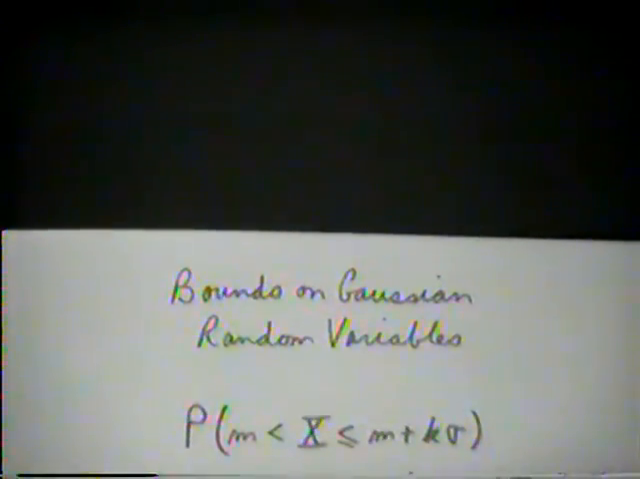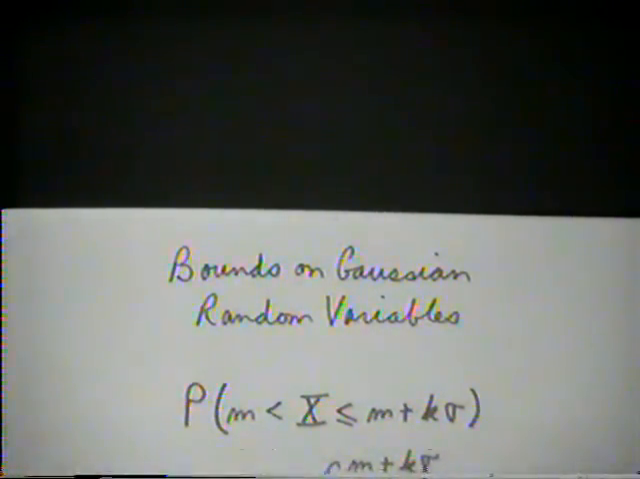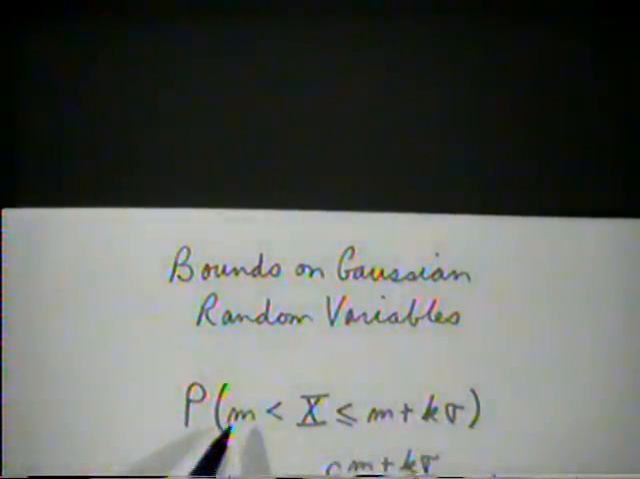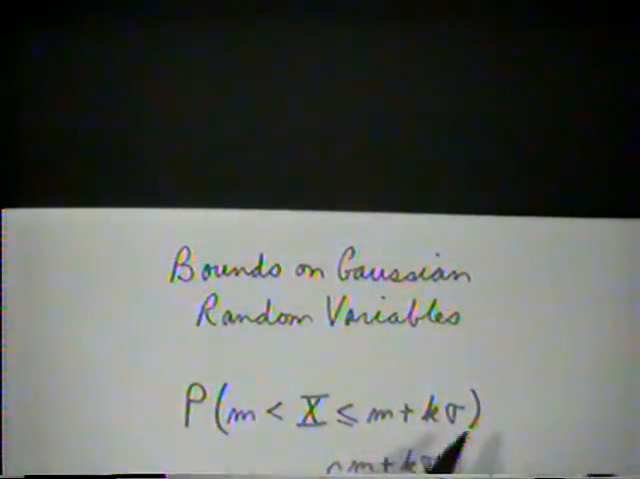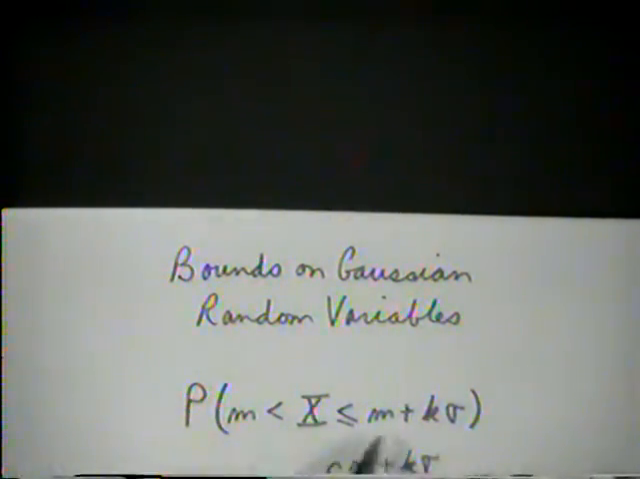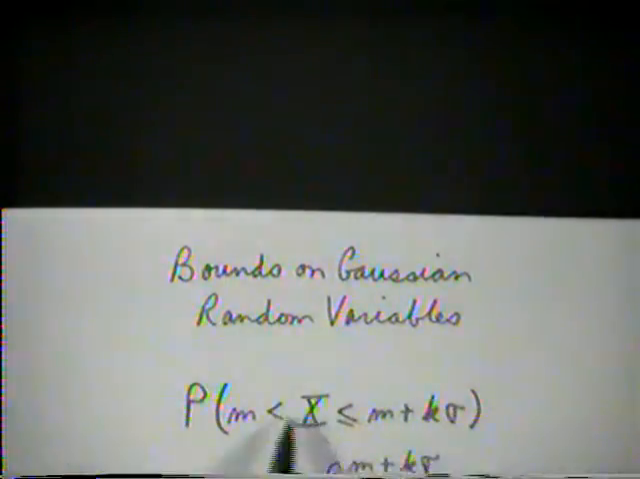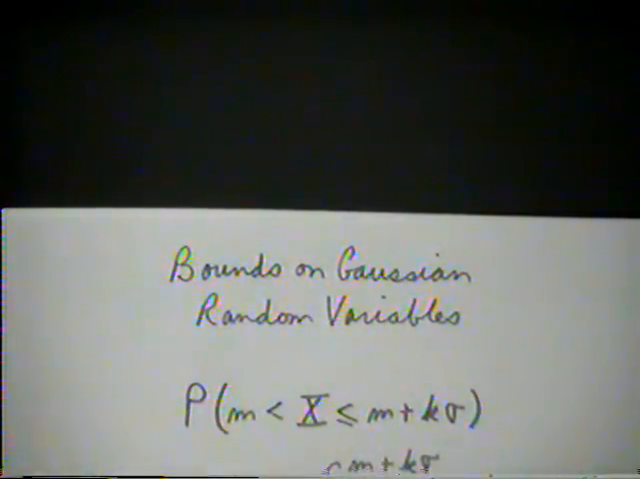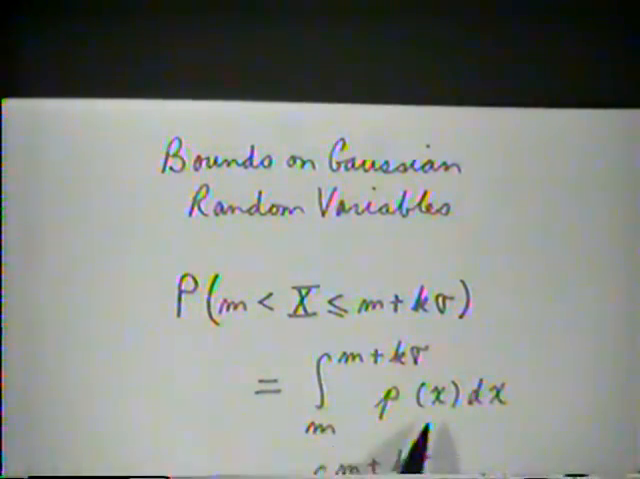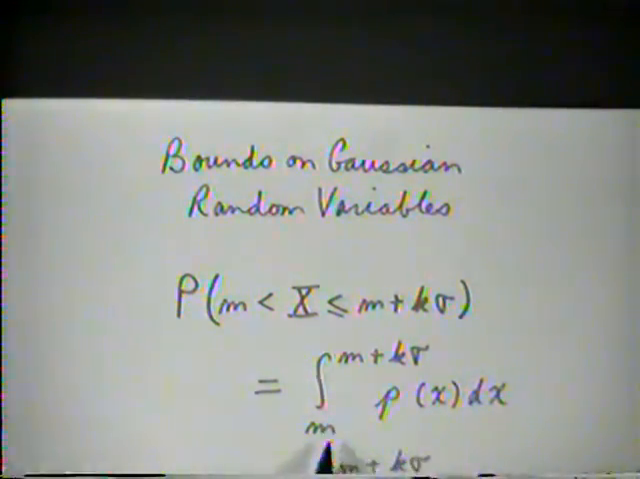If we had a Gaussian random variable, one question that we might be interested in is what is the probability that the random variable lies in a range between some point m and another point m plus k sigma, where sigma is a standard deviation. Now k could be a fraction, so what we're really asking is the probability that x lies in a specified range. From the properties of density functions, that probability can be computed by integrating the density function over the range m to m plus k sigma, integrating the density function dx.